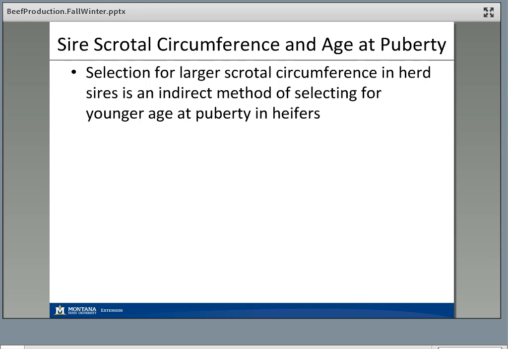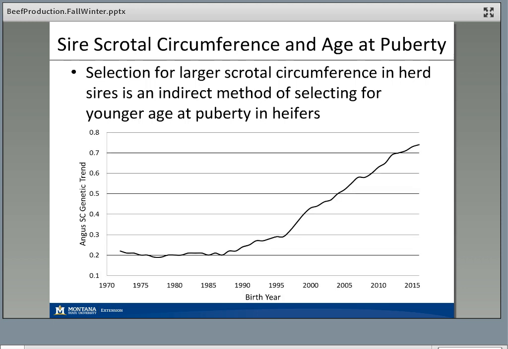Now we have this crazy exponential increase in genetic trend for scrotal circumference. So certainly, I think because of this and a variety of other management strategies that have improved over time, the U.S. cow herd is much more fertile than it used to be. So like when we were talking about calving distribution and how that can impact the bottom line, it can also impact the cow's longevity for the rest of her life.